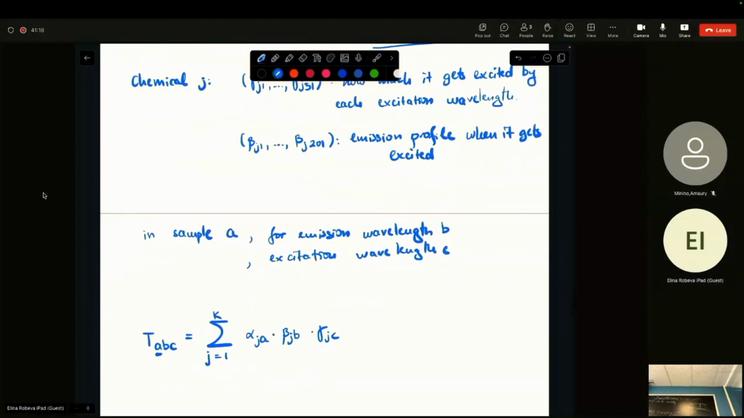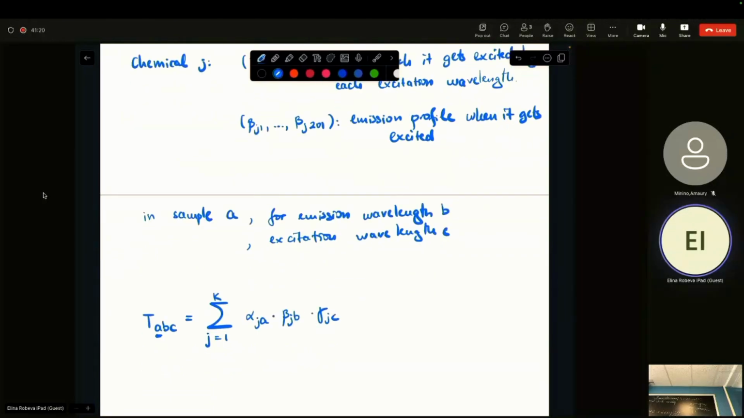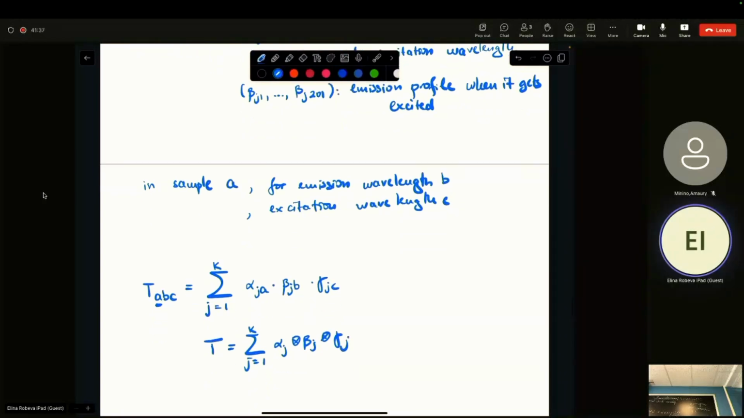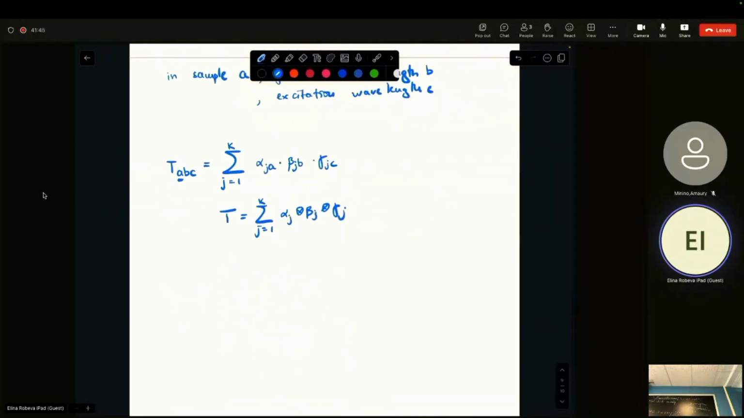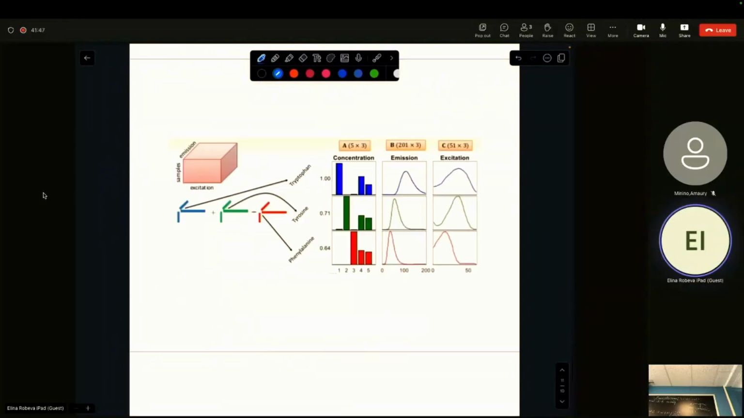And so overall, my tensor T actually has this decomposition, which means that T itself has this CP decomposition, right? So alpha J, beta J, gamma J, something like this. So that's the main idea. And so let me show you a picture of sort of the outcome.